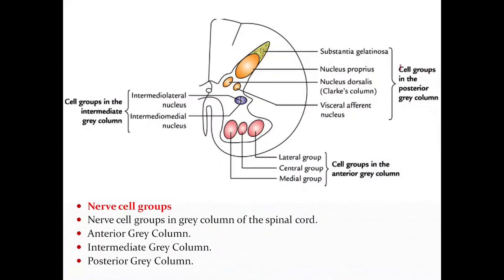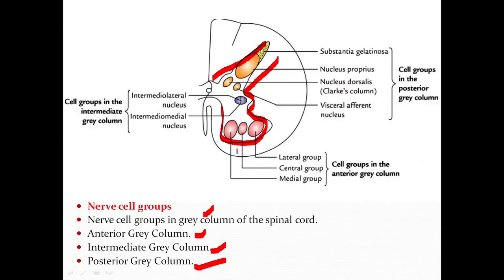When we talk about the gray matter, we said that they include different cell groups which are in the gray column. This is the anterior gray horn, followed by the lateral gray horn, followed by the posterior gray horn. We can call them gray columns. The lateral one I can call the intermediate gray column, and as usual the posterior gray column.